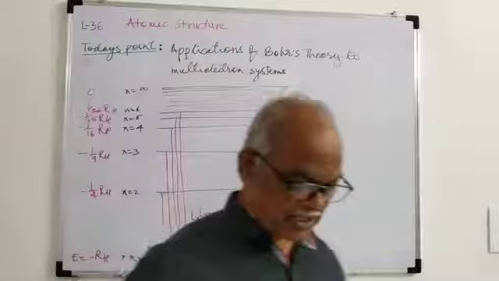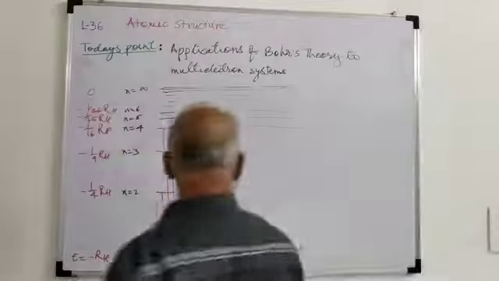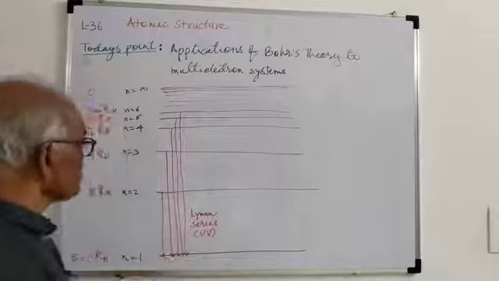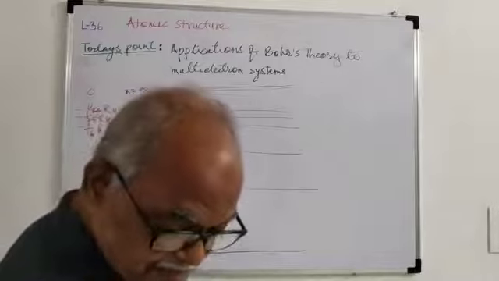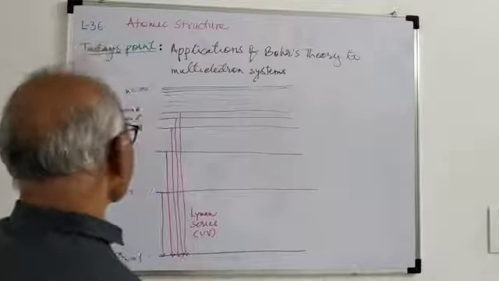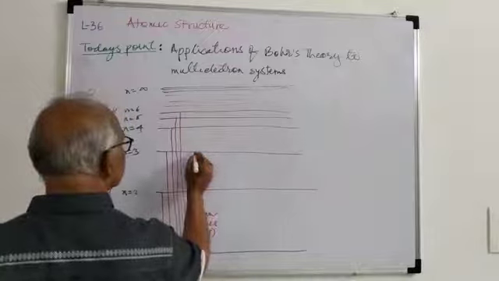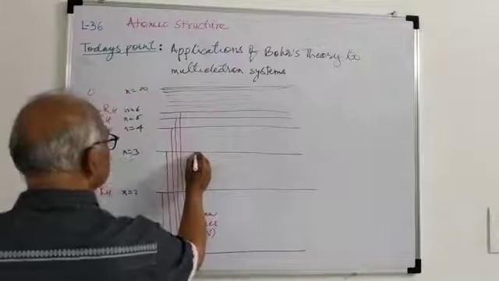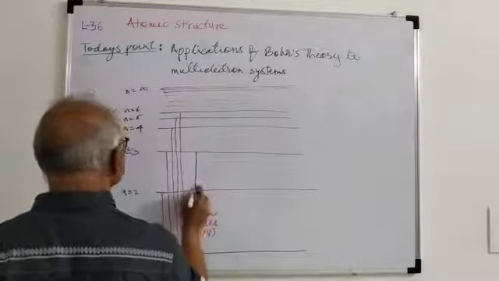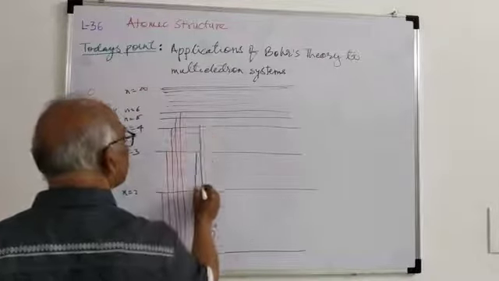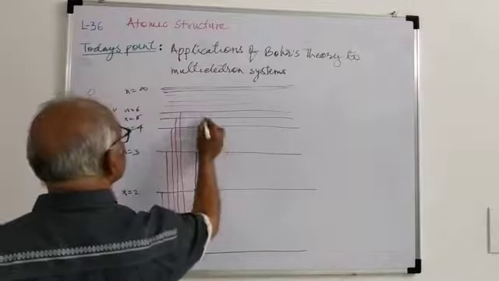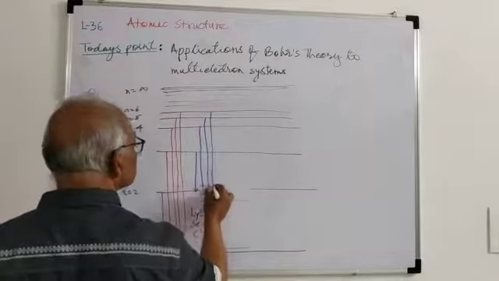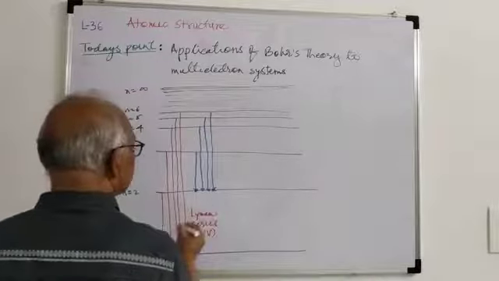So this Lyman series works well in the UV region of the spectrum. Then we will show another type of series of spectral lines. When the electron from n is equal to 3 jumps back to n is equal to 2, again it jumps back from n is equal to 4, from n is equal to 5 and from n is equal to 6. In this way, we can get another spectral line.